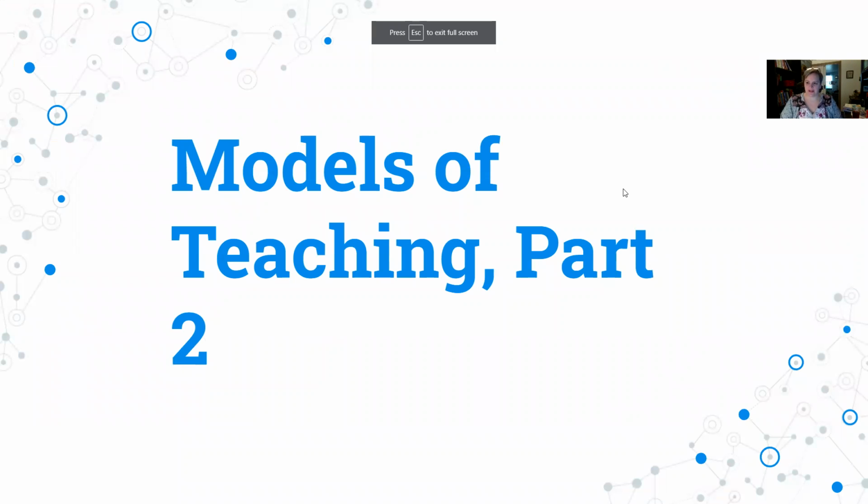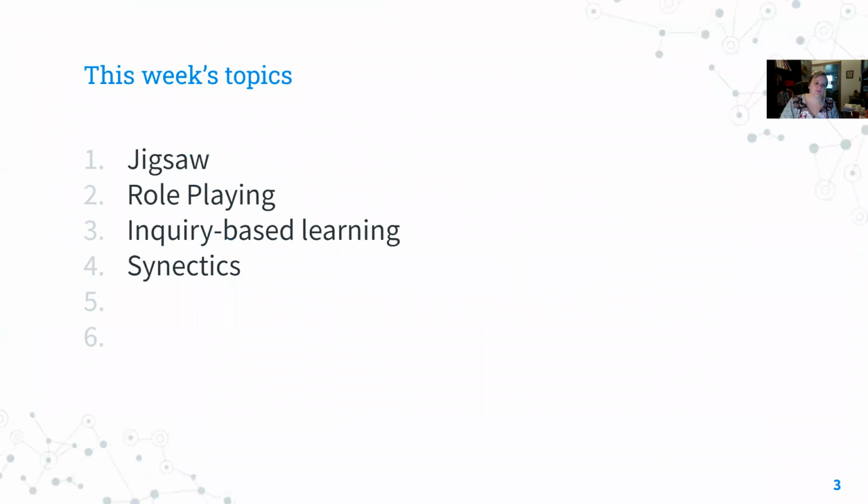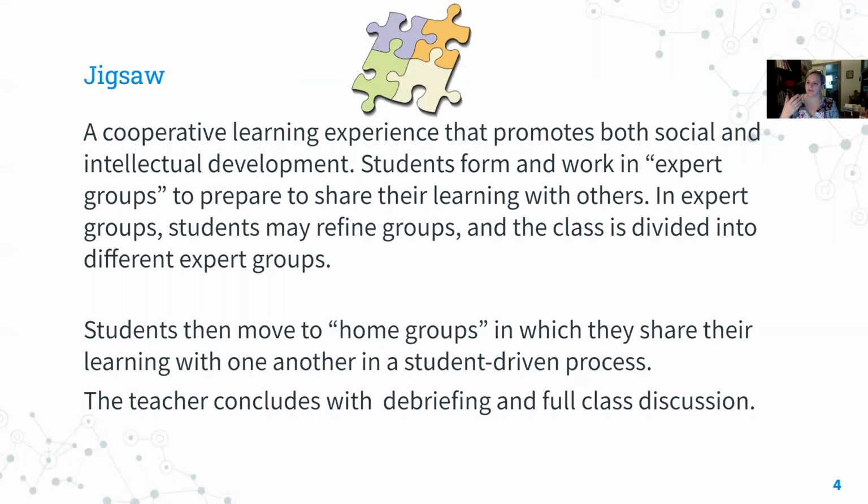So we're going to do a repeat of last week where you're going to explore some teaching models. Originally I was going to have you read from five possibilities, but I think the last possibility is really a little more advanced and probably more appropriate for college teachers. So the topics that you're going to look at are these teaching models: jigsaw, role playing, inquiry-based learning, and synectics. And you're going to do the same thing as last week, where you're going to figure out one that you want to read the chapter about and do some reflection on it.